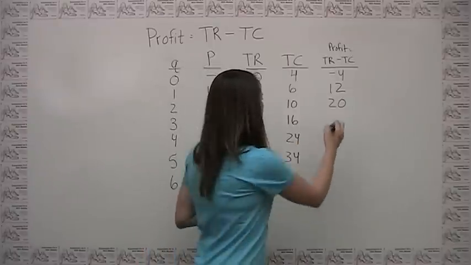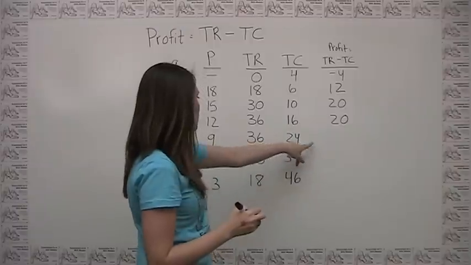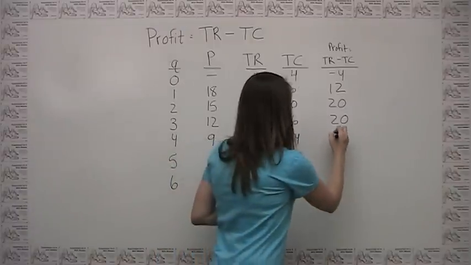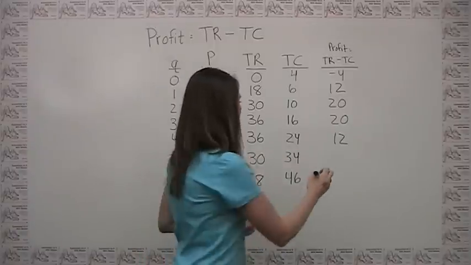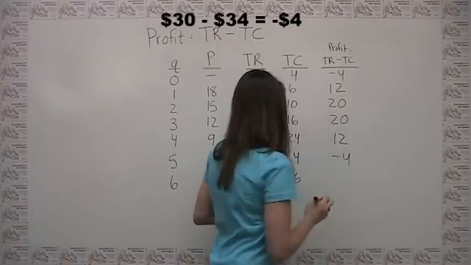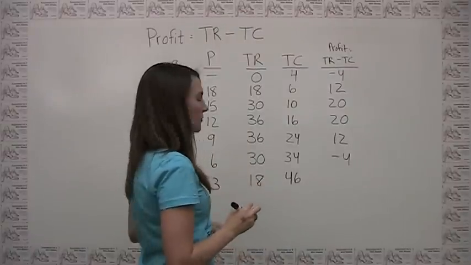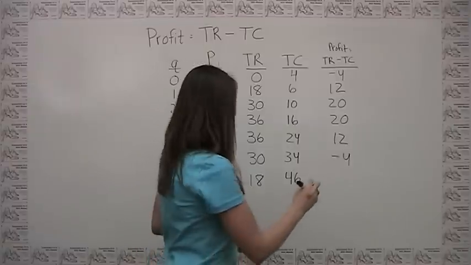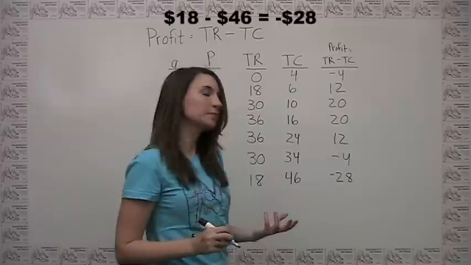36 minus 16, also 20. 36 minus 24 is in fact 12. 30 minus 34 is negative 4. And 18 minus 46 is, if I'm not mistaken, negative 28.